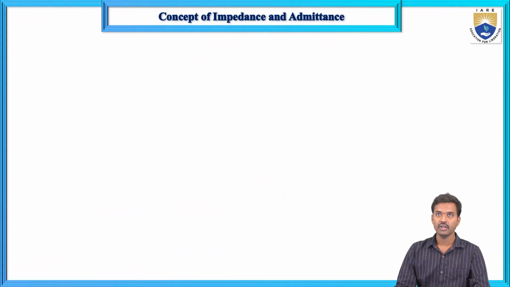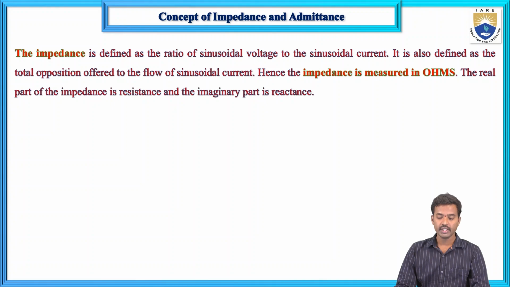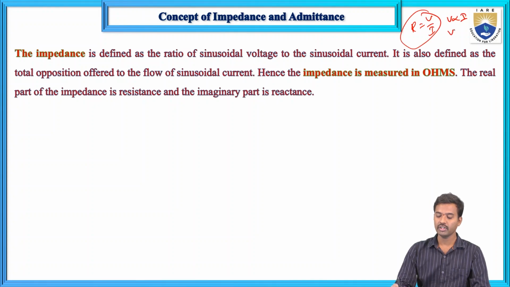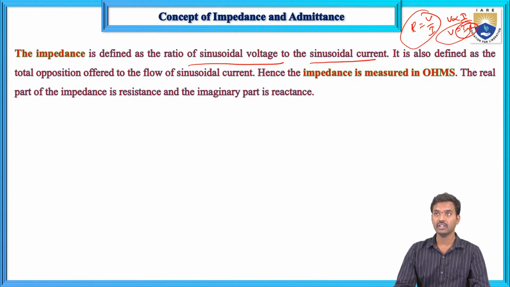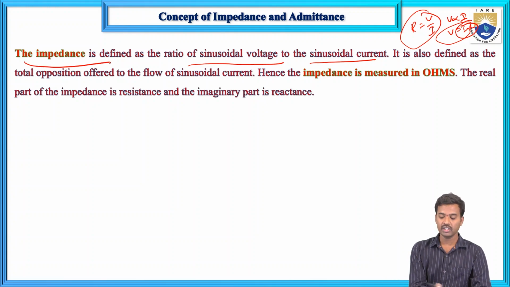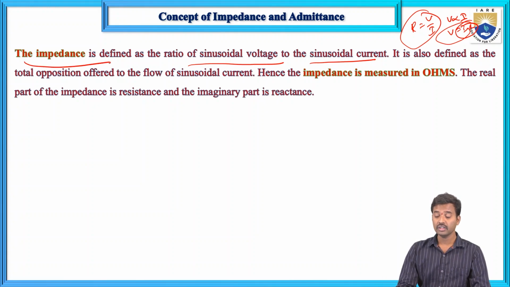So first, what is meant by impedance? Impedance is the same thing as resistance, R equals V by I, Ohm's law. V is directly proportional to I, V equals IR. But this is for the DC case. For the AC case, the ratio of sinusoidal voltage to sinusoidal current, AC voltage to AC current, is known as impedance. Resistance means DC voltage to DC current.